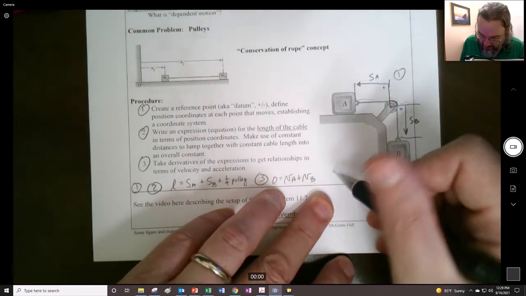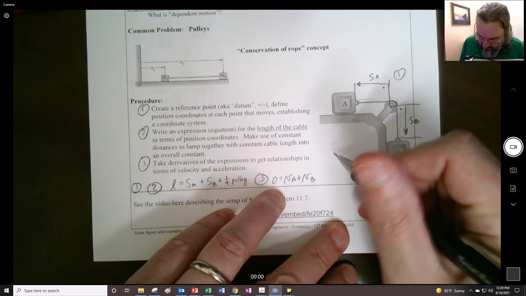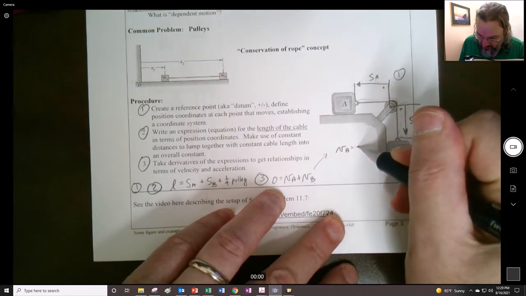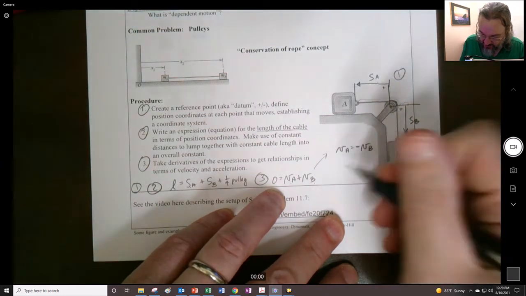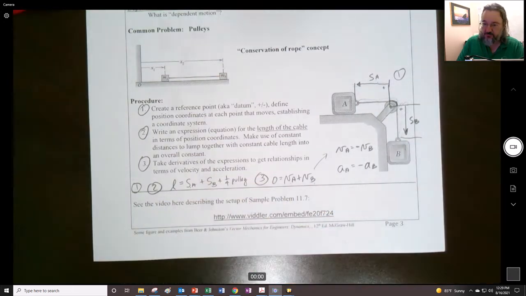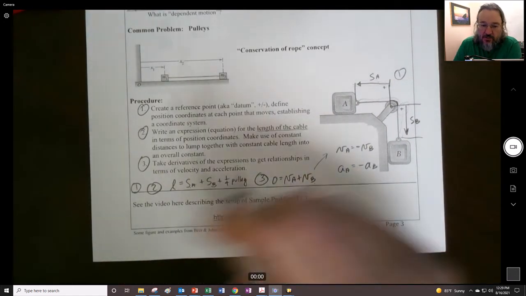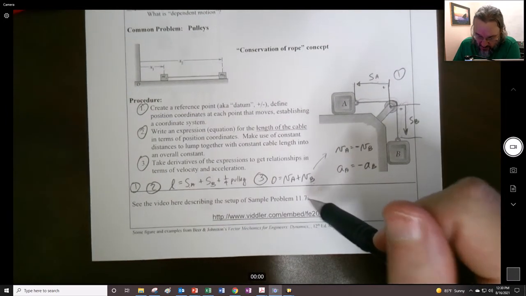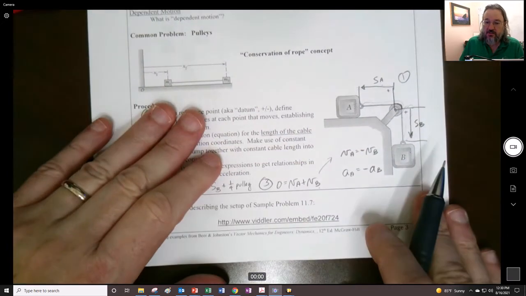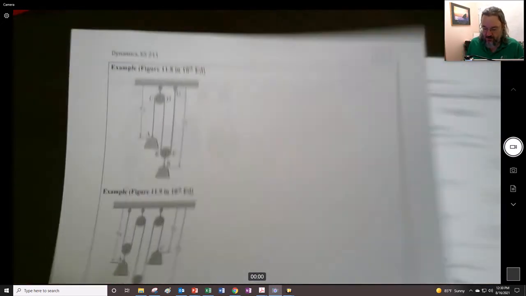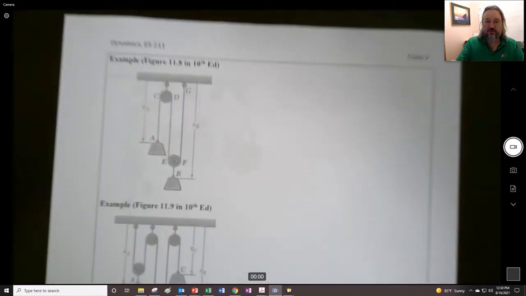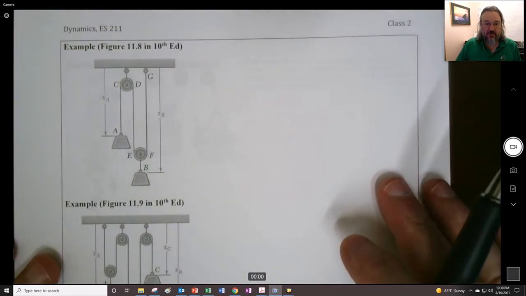We could also say this right here. So writing this out, I didn't leave myself a lot of room, I'll come up to there. Velocity of A is equal to negative the velocity of B. We could take the derivative of that and find the acceleration of A is equal to the negative acceleration of B, which is pretty straightforward. In the book, they have a sample problem 11.7, so I've included a link in my notes that you can go to see that video. But let's work through some examples, and we'll do a full example in another video.